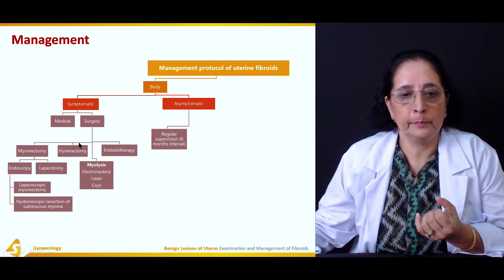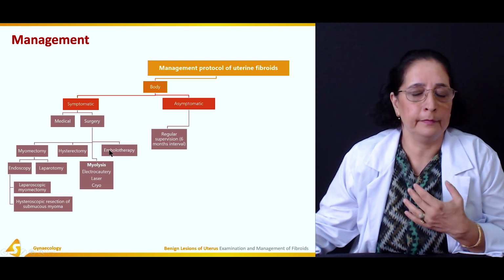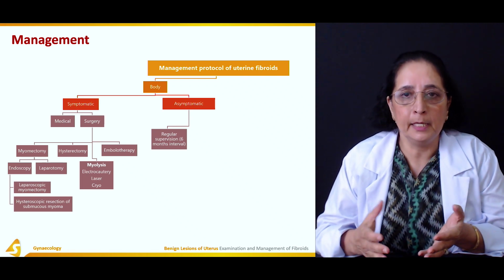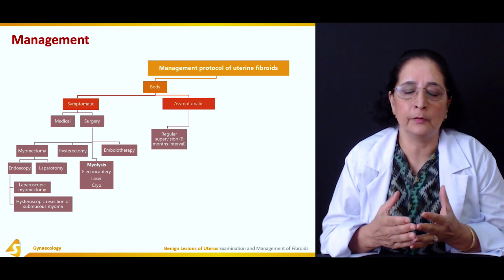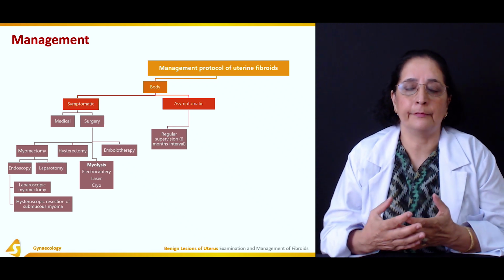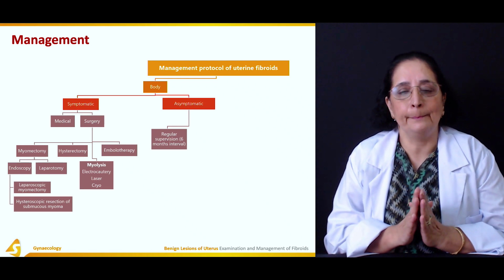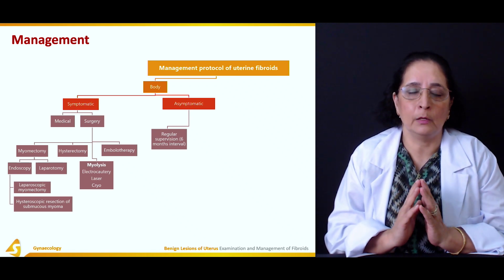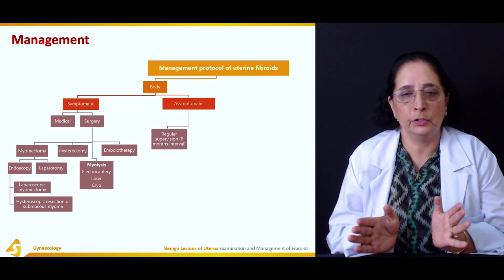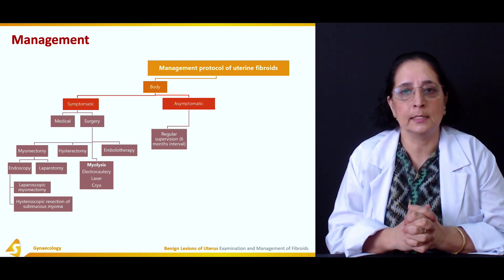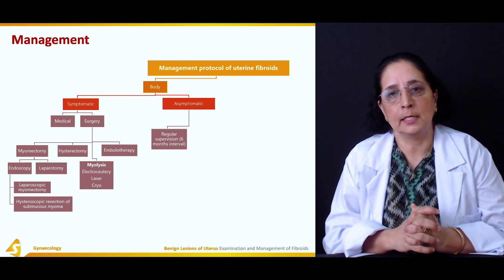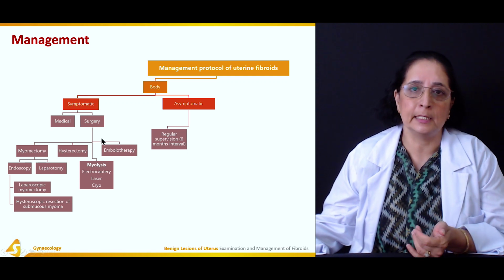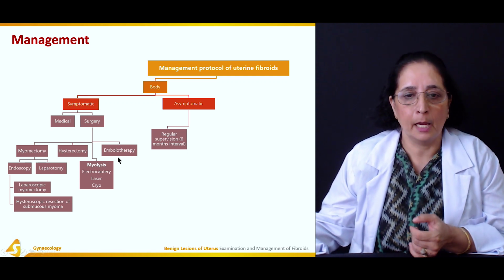Then another surgical procedure is hysterectomy. If the fibroids are big enough, if usually the family is complete and patient doesn't want any more children, then hysterectomy is the preferred treatment, especially the complete hysterectomy, in which the uterus and tubes and ovaries are removed, known as hysterectomy plus salpingo-oophorectomy. So that's the treatment of choice in cases when the family is complete.